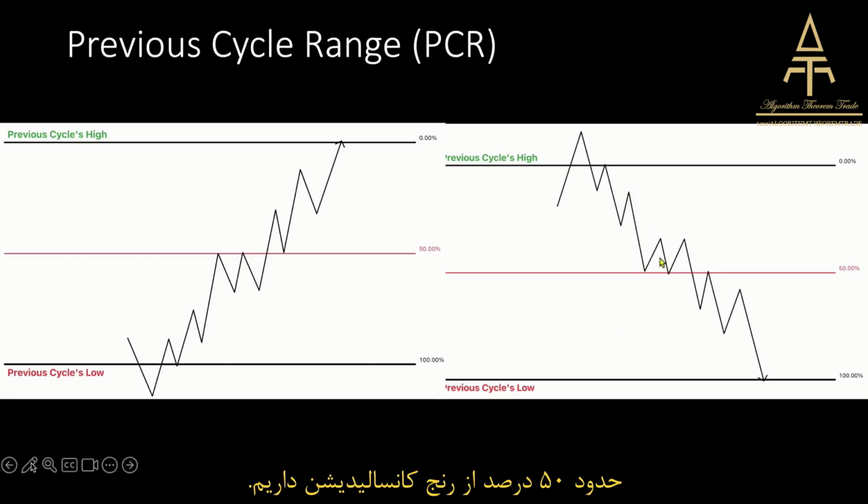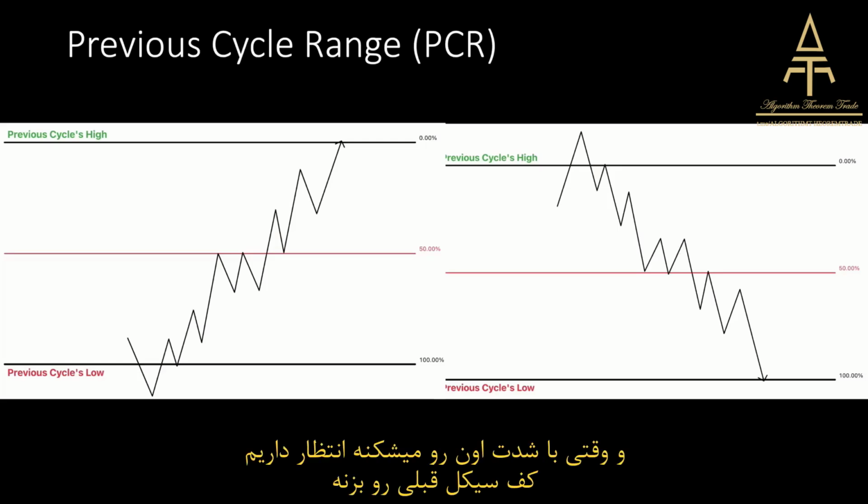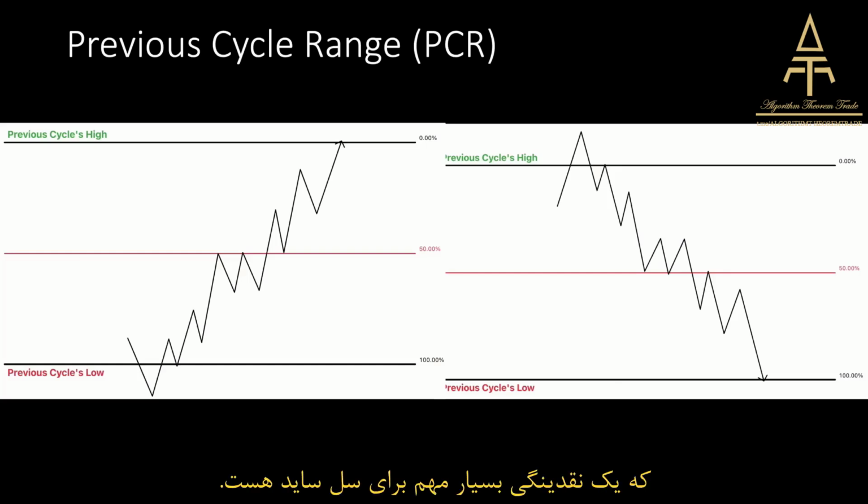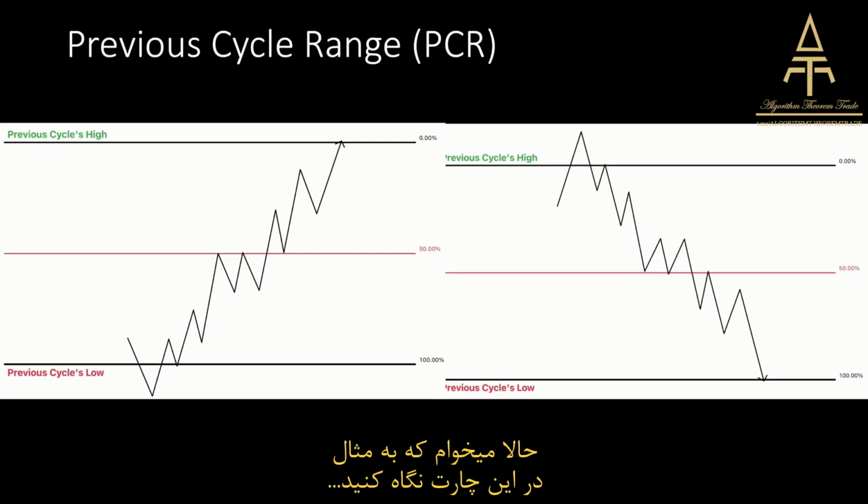Market consolidates around 50% of that range. And when it finally displaces through it, we can anticipate the previous cycle's low, which is a crucial reference point for sell side liquidity, to be attacked, to be drawn towards. Let us take a look at some chart examples.